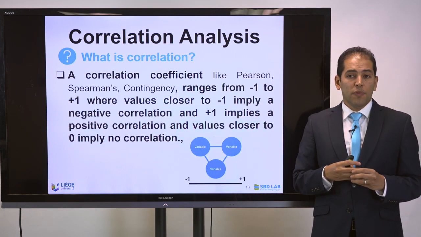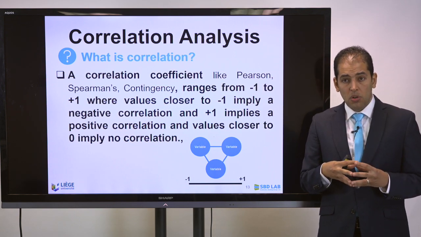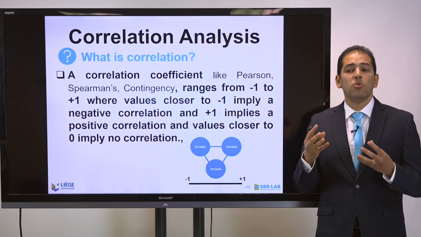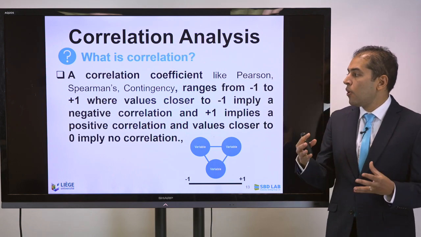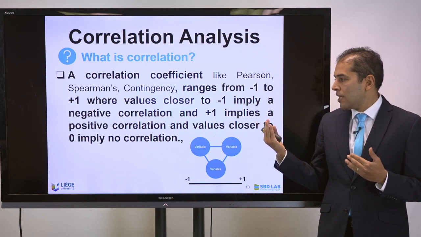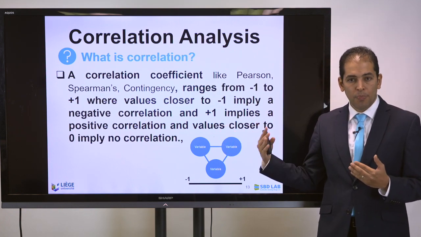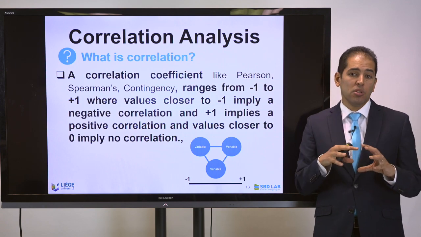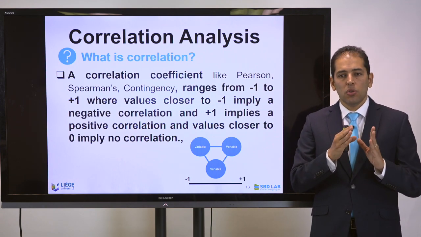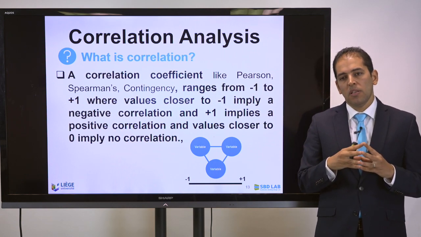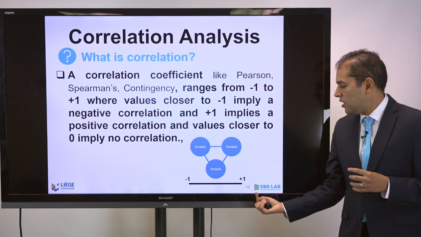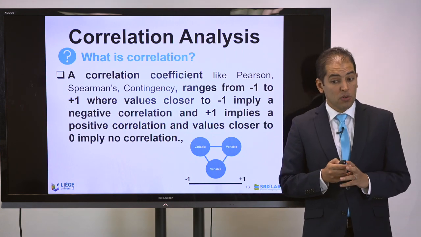A correlation coefficient, Pearson, is used, or the Spearman's or the contingency, to range between -1 to +1, where values closer to -1 imply a negative correlation, and the +1 implies a positive correlation, and values closer to 0 imply no correlation. So this is how it goes with the interpretation of the results, and always you will fall between the -1 and the +1 regarding your analysis.